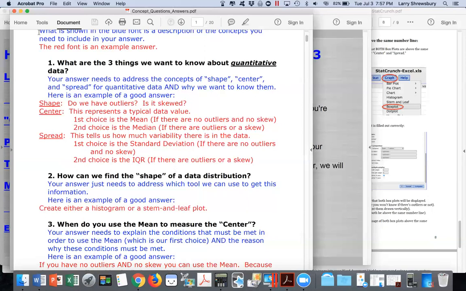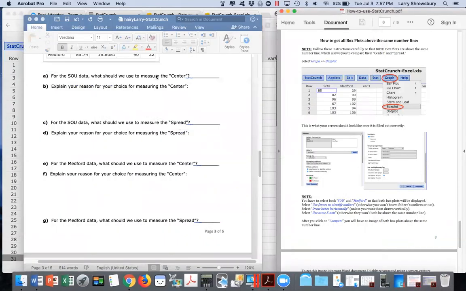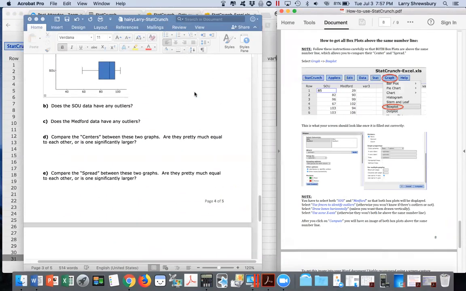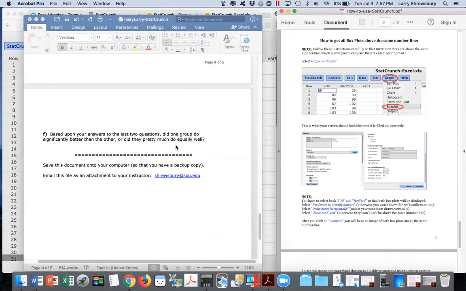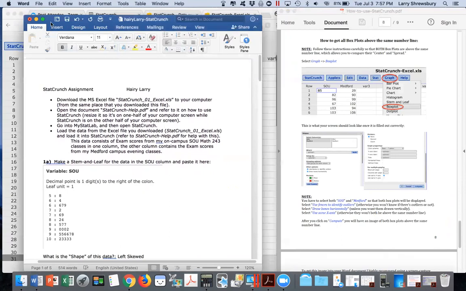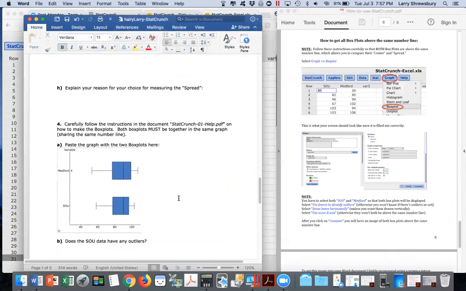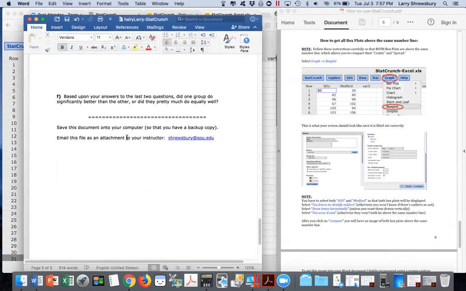So that's how you know how to answer these questions when they're asking you what should we use to measure the center, and then explain your reason, as covered in that concept question number 1 we just did. Okay? And then, of course, you'll answer the rest of those questions, and then you will save your work. So going here, File, Save. And once you've done that, as it explains right here, you can email it to me as an attachment. All right? So that's what you'll be doing.